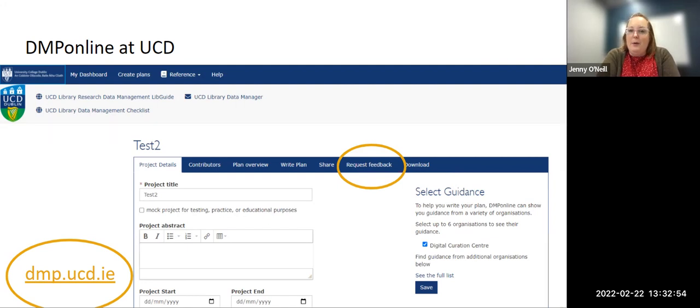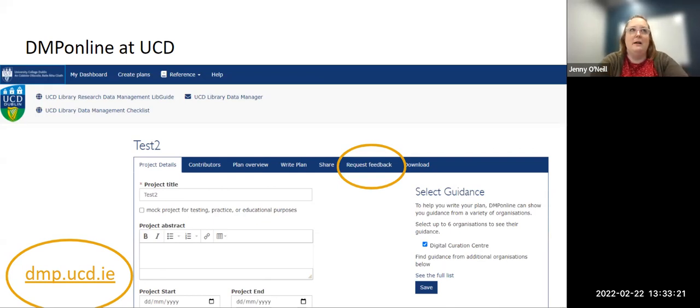So when you click on that button, it will send me an email to let me know that there's a data management plan that somebody would like some help with. I can then add comments to that data management plan, and then there's a button that I'll click when I'm ready to send that feedback back to you. So that's all contained within the DMP Online tool. So once you log back in, you'll be able to see the comments that I have left for you.